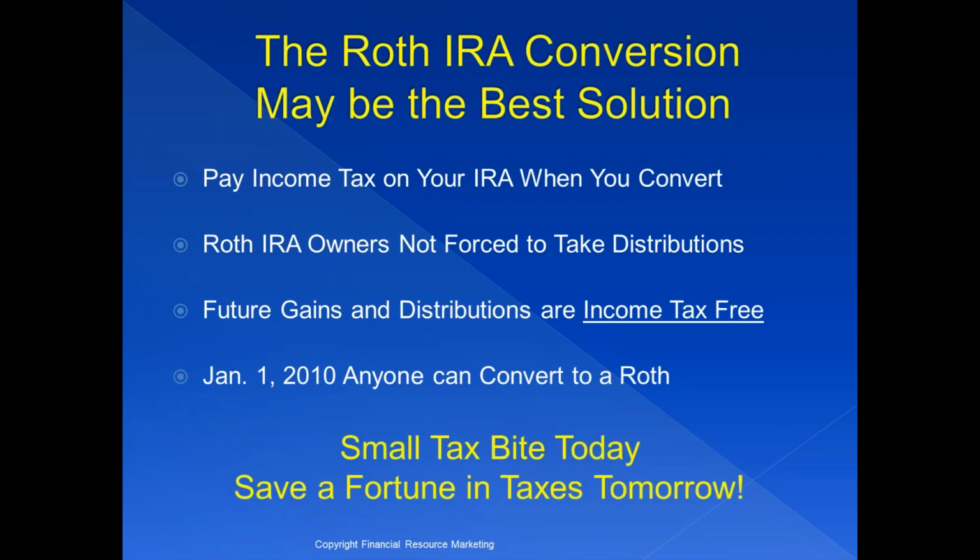So my point is this. A small tax bite today could save a fortune in taxes tomorrow, and you literally can fire that unwanted partner by converting to a Roth. And again, the other tax saving strategy that we go over in the book is converting to life insurance and using positive arbitrage loans to create tax-free income.